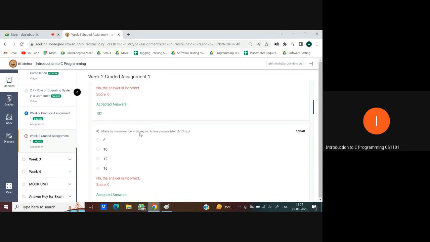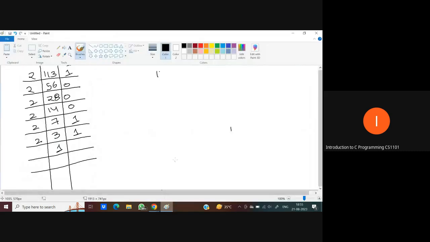What is the minimum number of bits required for binary representation of this? Can someone tell me how would you solve such questions? You are given a decimal representation, and you have to find out how many bits you require in order to represent this decimal number in binary. You can convert that into binary and then that will determine the bits. Exactly, that is what you need to do. So 1001, well, it is going to be a long calculation.